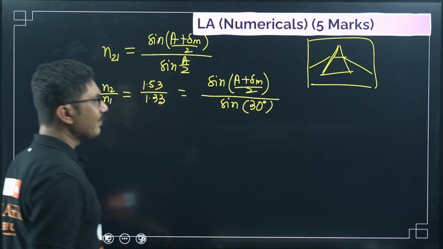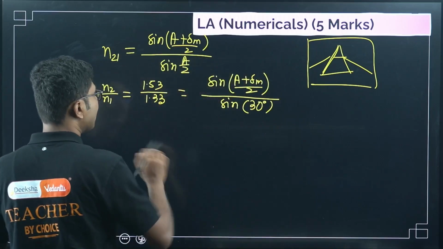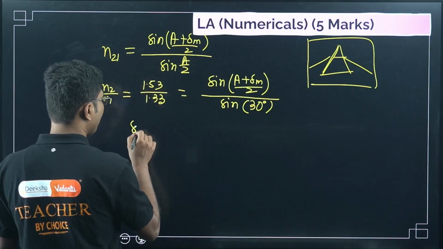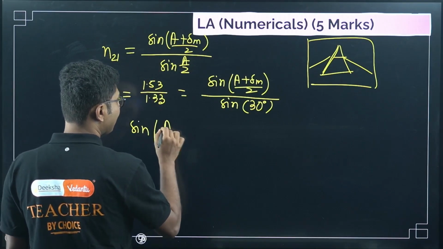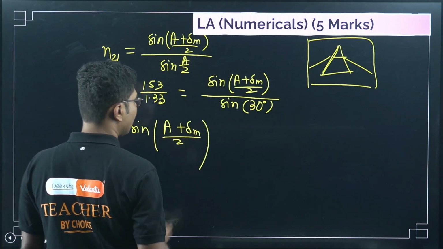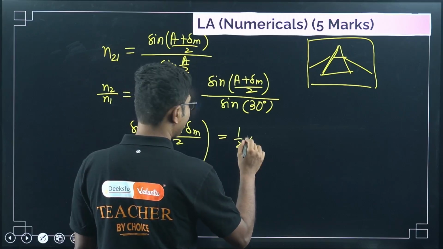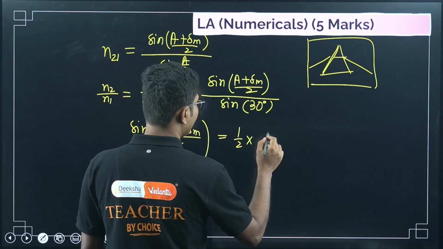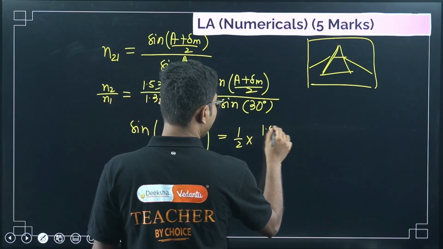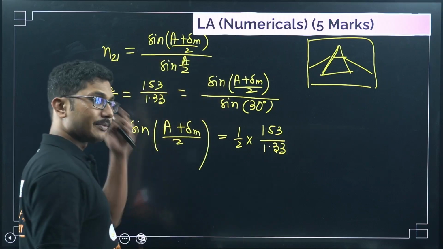In this problem, which is taken from your blueprint, the values are not good, so you should not expect the answers to cancel. But in your board exam, the question papers are checked multiple times so that you get good values without doing too long calculations. Sine 30 is half, so half times whatever value you get. Even though the values are not so good in this case, in your final exam you will get good answers.